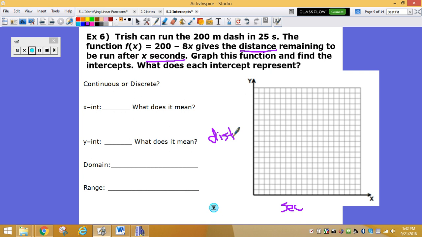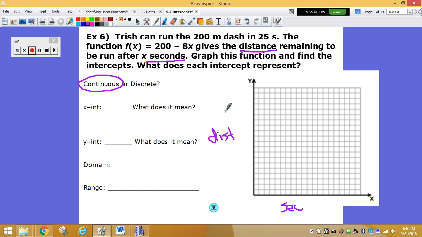So if we're talking about distance and running, is that going to be continuous or discrete? Are you going to continually run this distance, or are you going to stop and then magically go to another spot and then magically go to another spot? You are going to continuously run. So this one's going to be continuous.